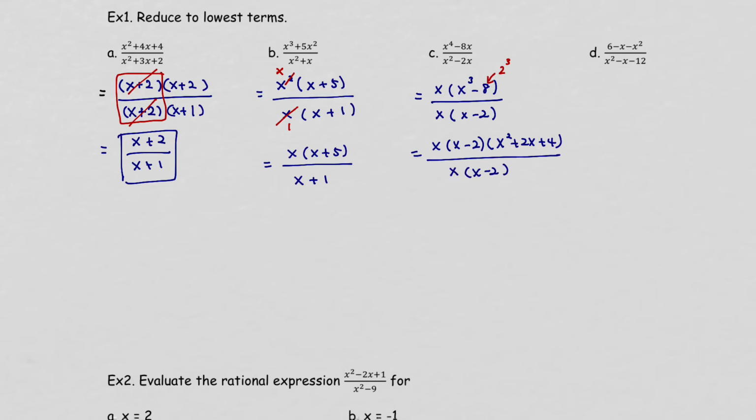So now common factor, common multiplication will be x and x minus 2. So what's left over? You have x squared plus 2x plus 4 over 1 remaining. But when the denominator is 1, you don't really need to write that down, right? So that will be your solution.